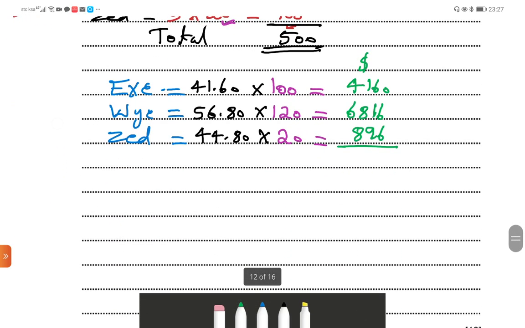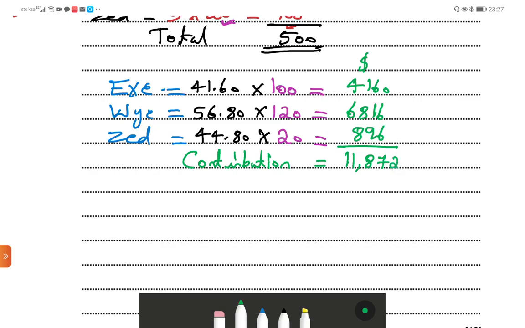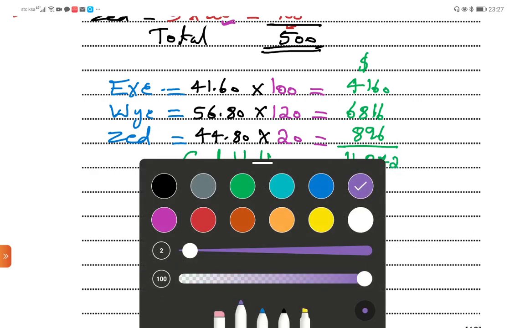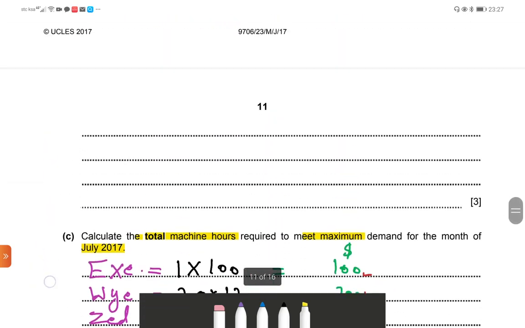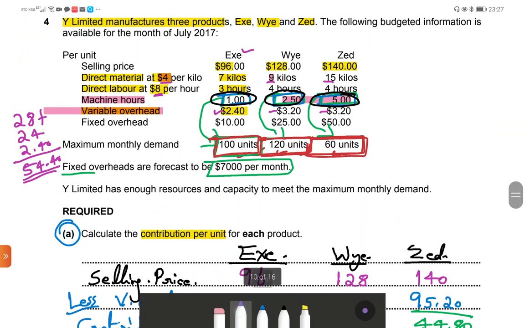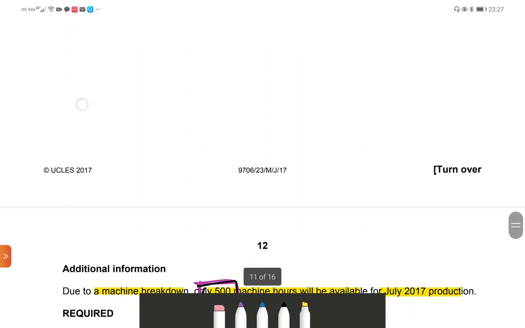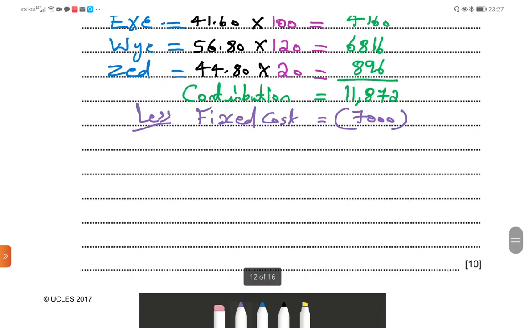Total contribution, how much? Total contribution of the 3 products is 11,872. So how to calculate the profit? Contribution minus fixed cost. The fixed cost is already given in the question, 7,000, right? There is no change in the fixed cost. Fixed cost is 7,000 per month. So the fixed cost is 7,000.